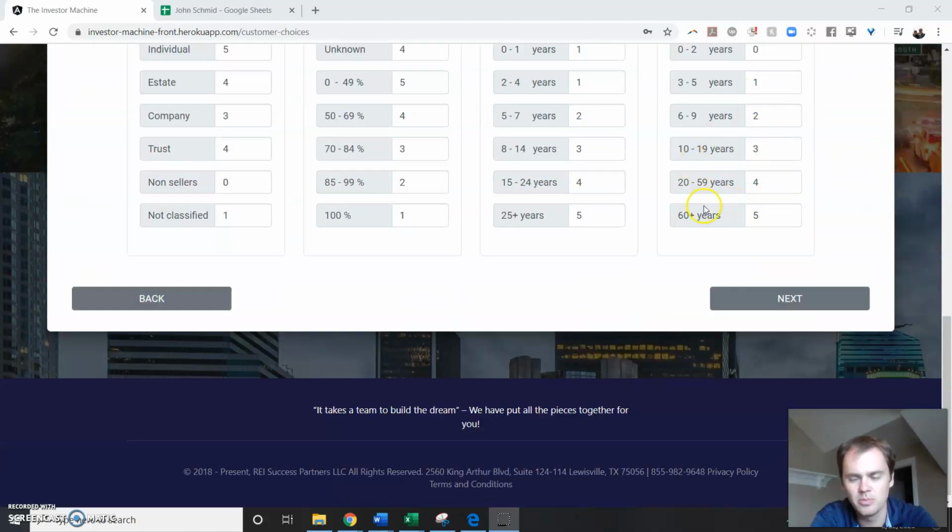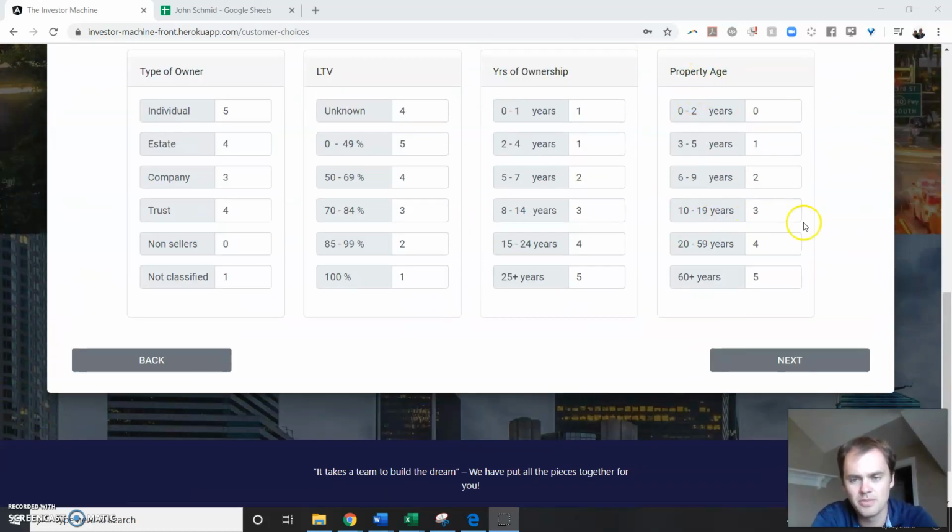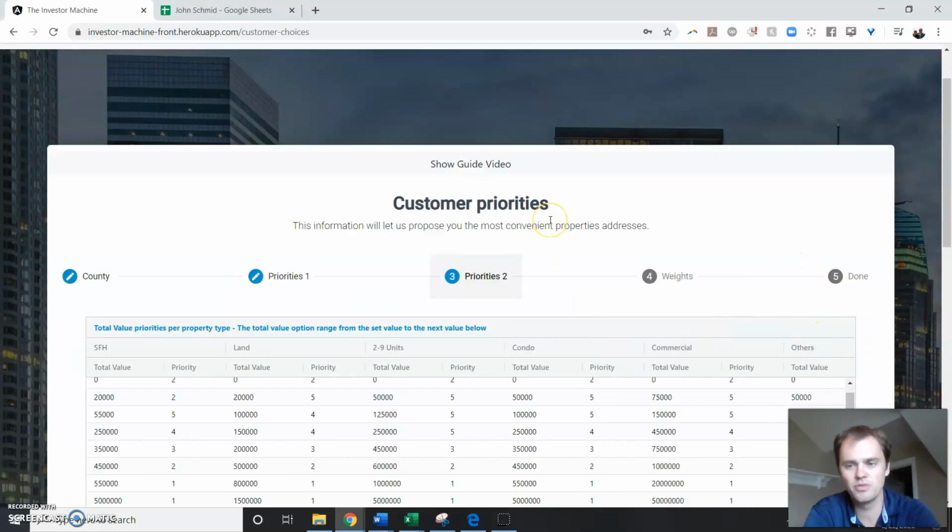The last one ended a little bit premature, but essentially we had wrapped up. The property age is pretty self-explanatory. So now we move to customer priorities. This is going to look like an overwhelming amount of information, but it's not so bad.